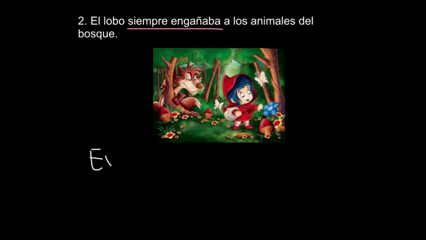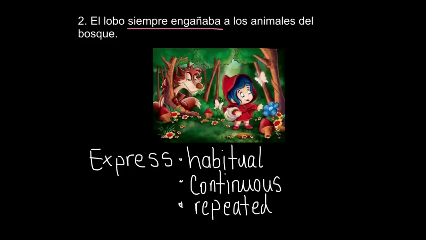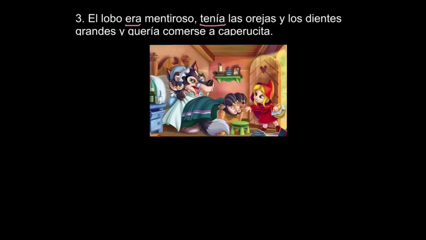El lobo siempre engañaba a los animales del bosque. When we want to express habitual, continuous, or repeated actions in the past, we use the imperfect. Notice that these actions do not have a clear beginning or end. Keywords are, for instance, nunca, never, or por lo general, in general.